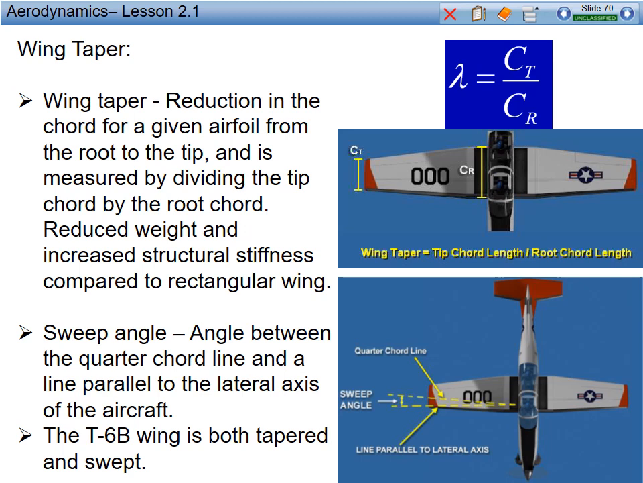Wing taper is the reduction in the chord for a given airfoil from the root to the tip, and is measured by dividing the tip chord by the root chord. This gives reduced weight and increased structural stiffness compared to a rectangular wing. Sweep angle is the angle between the quarter-chord line and a line parallel to the lateral axis of the aircraft. The T6B wing is both tapered and swept.